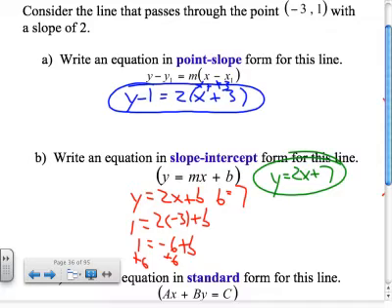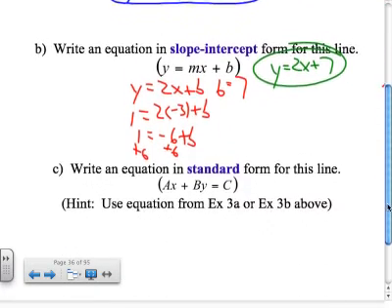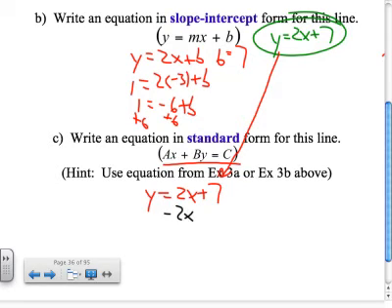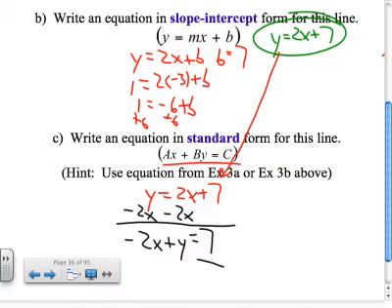And then finally it says write it in standard form. To write it in standard form, all you have to do is take the equation that you just found in slope-intercept form. Right now you have y equals 2x plus 7. Rearrange that so it looks like ax plus by equals c. In other words, I need to get my x's and y's on the same side. So I get -2x plus y equals 7. And that is the standard form of this equation.